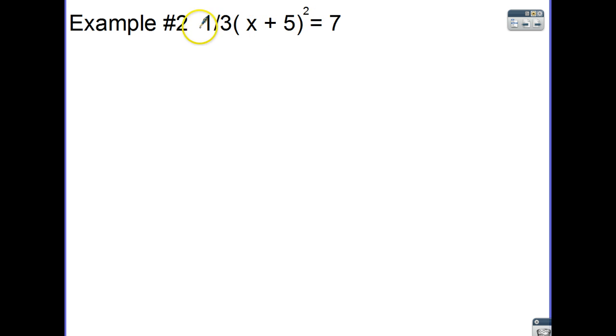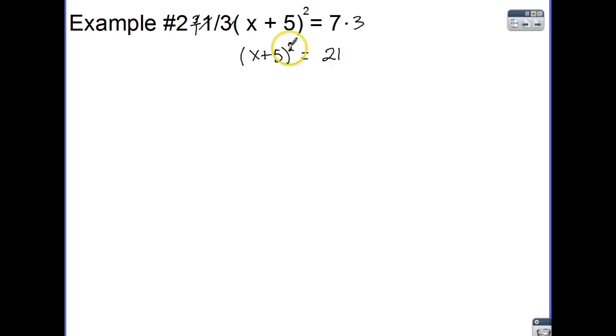So I'm going to get rid of this 1/3 by multiplying by 3 over 1. Think about that: 1 over 3 times 3 over 1, that's going to cancel, isn't it? So the 3's cancel and the 1's cancel, and I'll multiply by 3 over 1, and I'll just write it as 3 on this side. So what I get here is (x plus 5) to the second power equals 21.